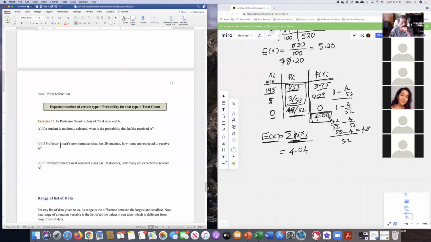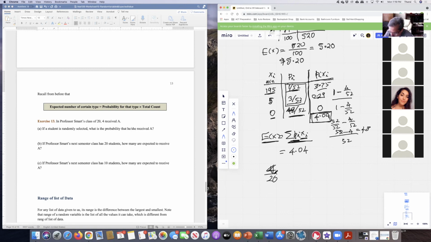Now, if the professor's next semester class has 20 students, how many are expected to receive A? Well, the probability for receiving A is going to remain the same as long as it's the same professor. So 4/20 is the probability to receive A. And if next semester there are 20 students, then the number of students who are expected to receive A is going to be 4 again, isn't it? Same size class, so it's going to be 4 again.